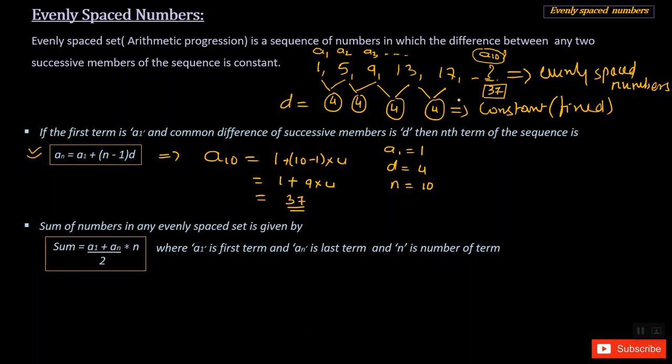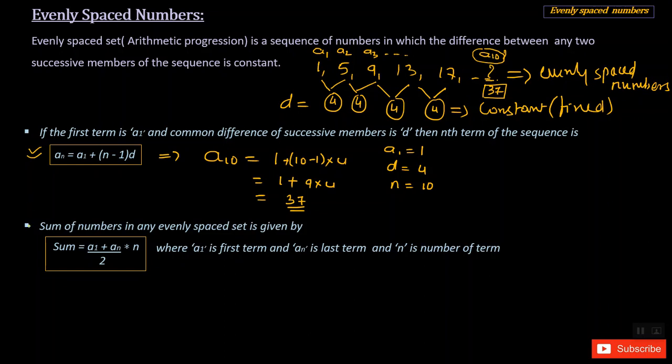And sometimes you may also be expected to calculate the sum. Whatever the nth term you calculate, what would be their sum? It's like 1 plus 5 plus 9 plus 13 plus so on till plus 37. What would be the sum?